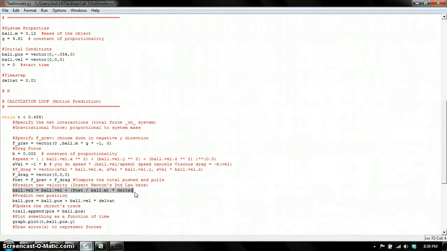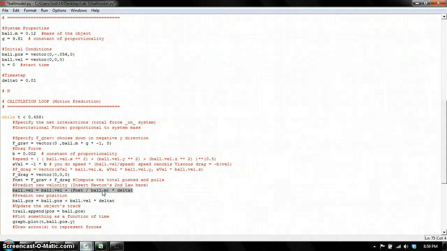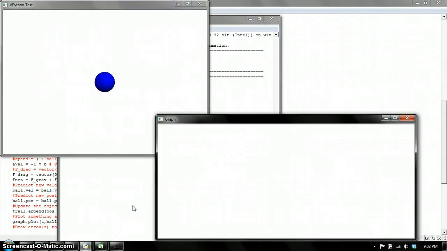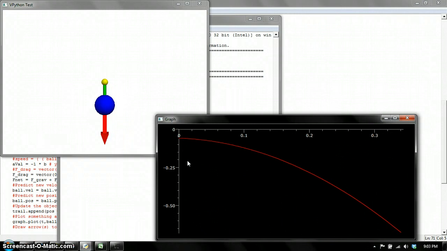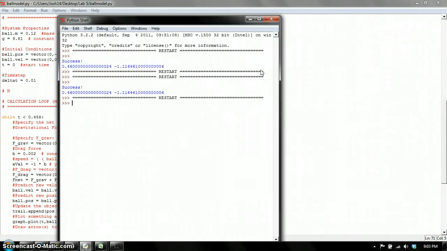Velocity is just the momentum principle, where each component is divided by the mass. And position is determined by the final position being equal to the initial position plus the velocity times a small time period. So let's run this. This is without drag. So this is just what we would expect from the last lab.